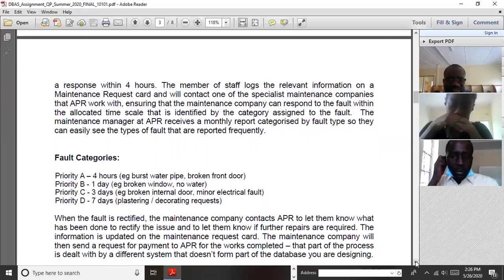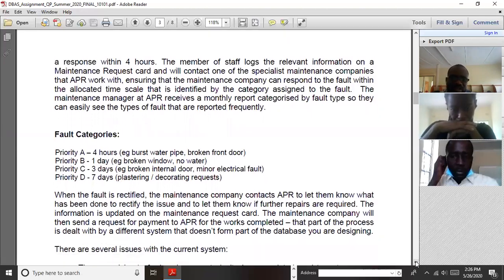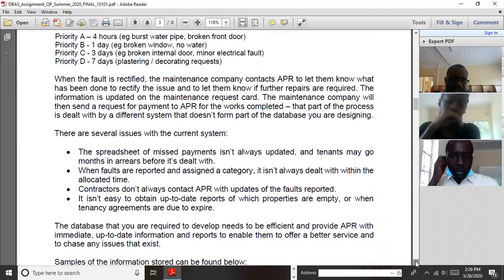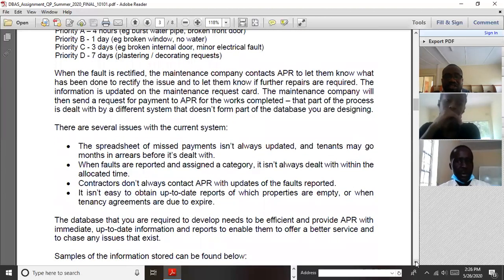So when the fault is rectified, the maintenance company contacts APR to let them know what has been done to rectify the issue and to let them know if further repairs are required. The information is updated on the maintenance request card. The maintenance company will then send a request for payment to APR for the works completed. That part of the process is dealt with by a different system that does not form part of the database you are designing. Okay, so there are several issues with the current system.